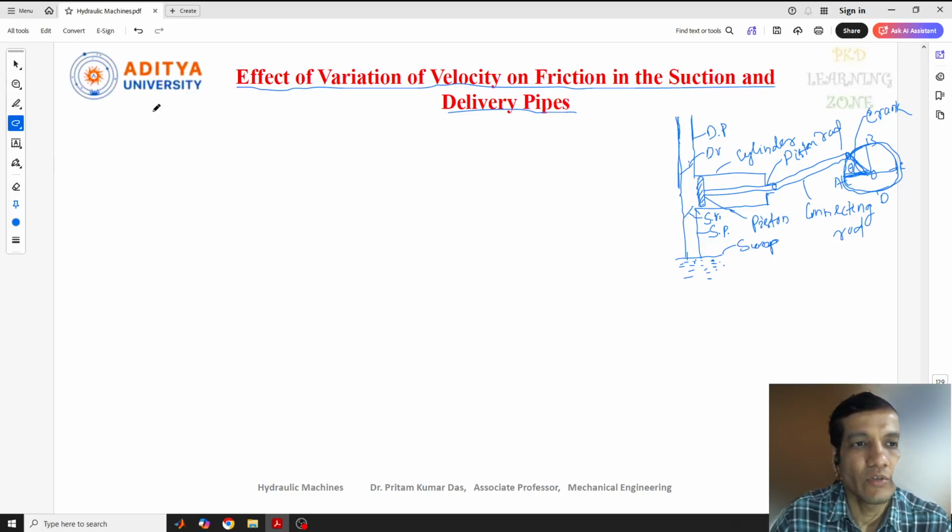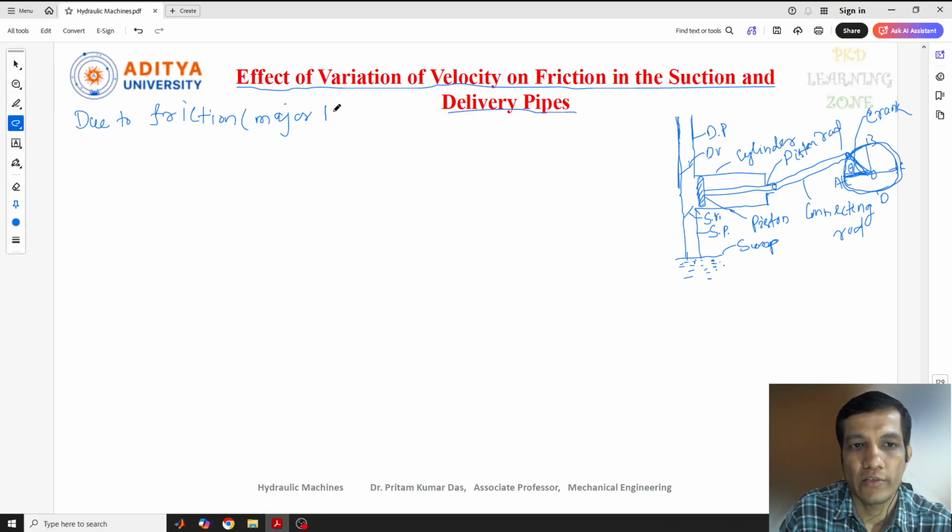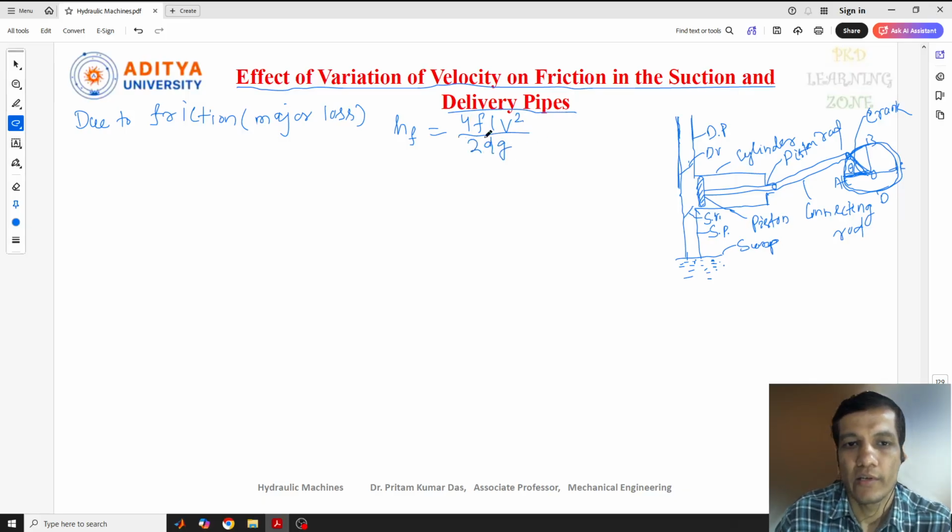Due to friction, we have already studied this in fluid mechanics. The loss of energy due to friction comes under the major losses of energy. For major loss, we have seen the Darcy-Weisbach equation, and there we found that hf equals 4fLv squared by 2gd. This is the head loss equation we got for friction or pipe losses.